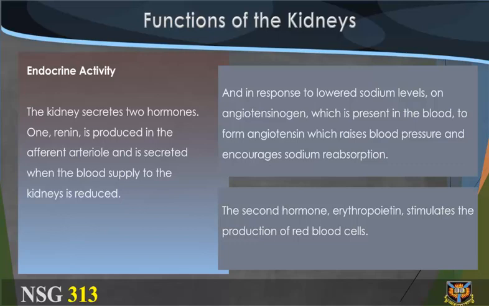Endocrine activity. The kidneys secrete two hormones. One, renin, is produced in the afferent arteriole and is secreted when the blood supply to the kidney is reduced, and in response to lower sodium levels. It acts on angiotensinogen, which is present in the blood, to form angiotensin, which raises blood pressure and encourages sodium reabsorption. The second hormone, erythropoietin, stimulates the production of red blood cells.